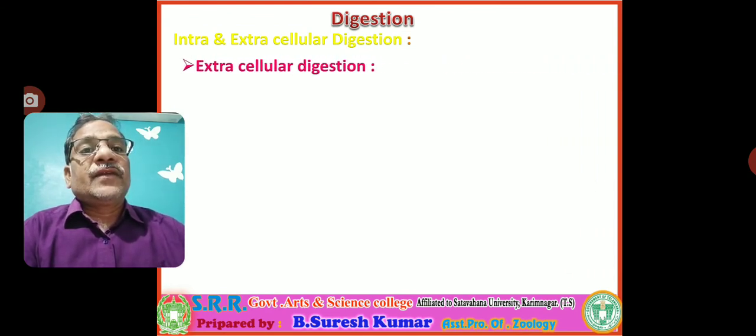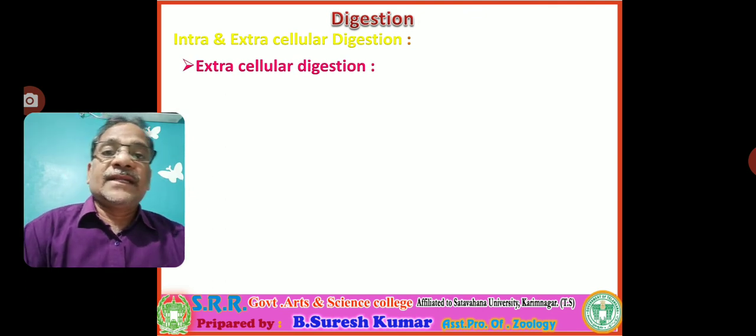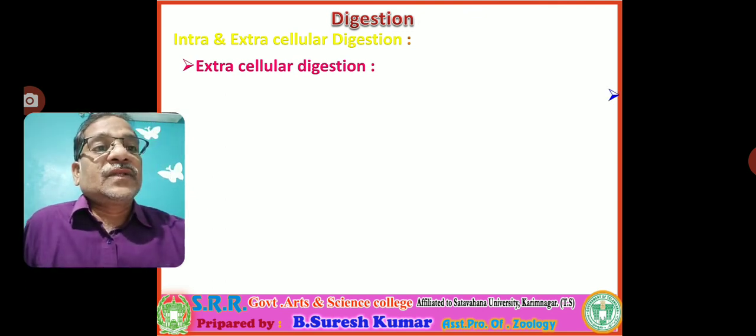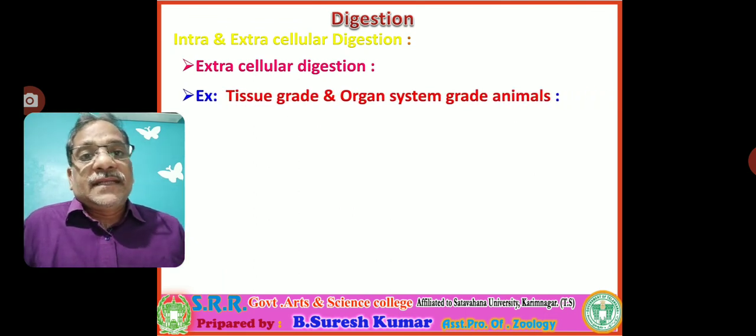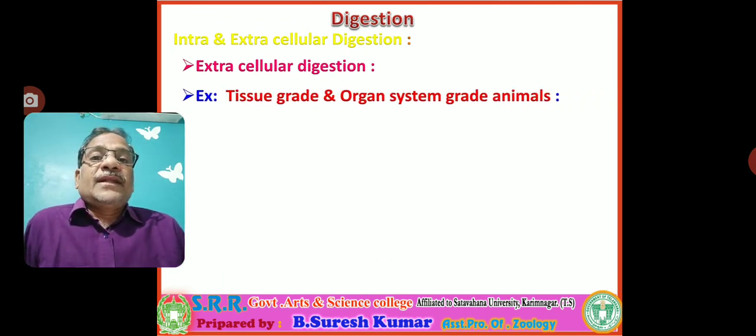And next we are going to discuss the subsequent content, that is extracellular digestion. Extra means outside the cell. So in this phenomenon, the digestion occurs completely outside the cell. You observe the converse things between intra and extracellular digestion. In intracellular digestion, the digestion occurs inside the cell. In extracellular, outside the cell. So the food particles enter into the cell without digestion in intracellular digestion.